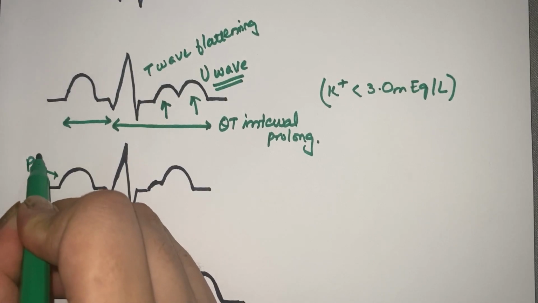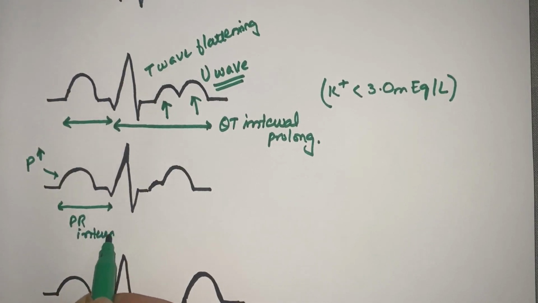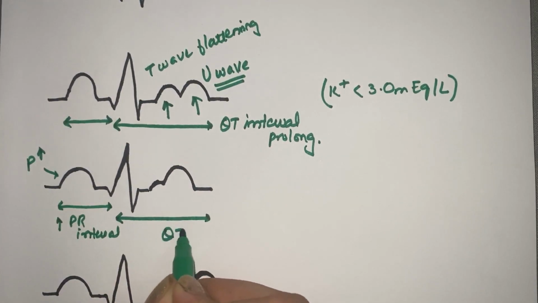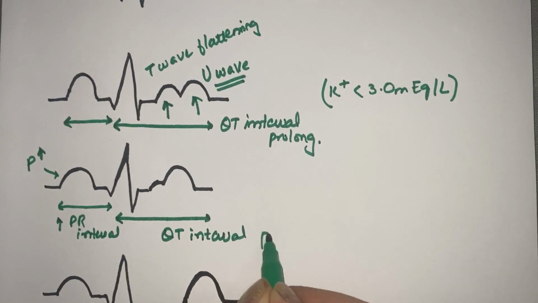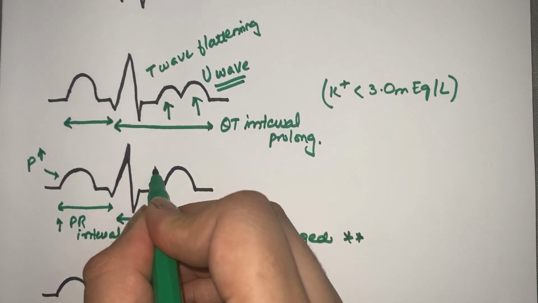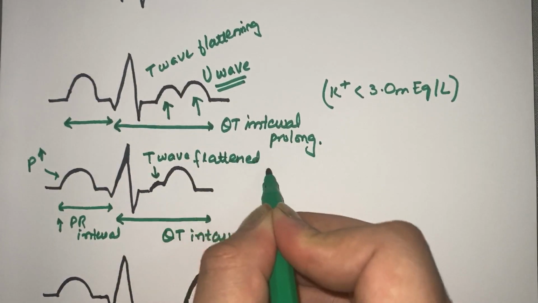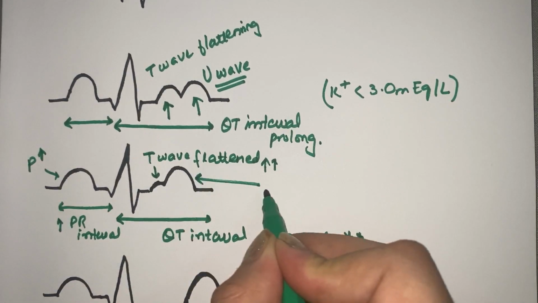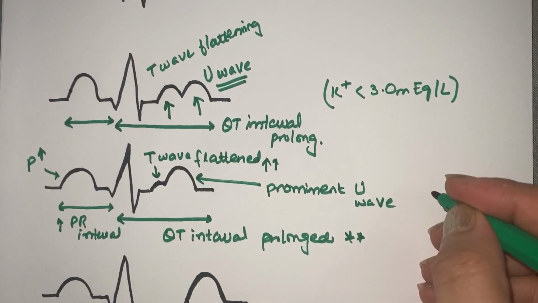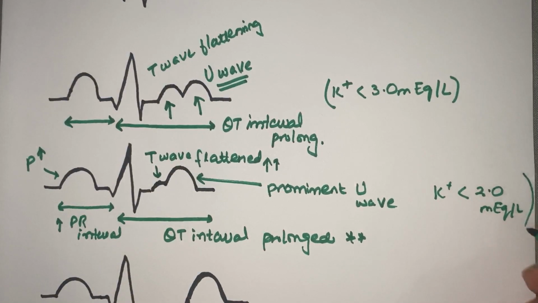First, the P wave will be slightly raised, and the PR interval not much, just slightly increased. I make a short arrow. The main effect will be that the QT interval will become more prolonged, and that is the more prominent finding. Plus the T wave has further flattened, and the U wave has become more prominent. All these occur when the potassium level becomes less than 2 milliequivalents per liter.